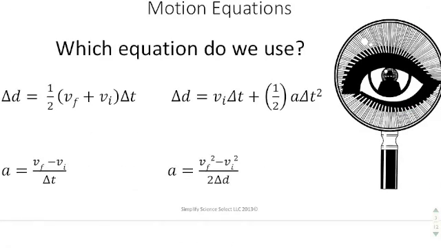So we start off with the idea of the motion equations. The first thing is that we have these motion equations, but which one do we use? So I may have something in which I'm trying to solve for acceleration. Well, I have acceleration here, here, and here. So which equation do I use? Because all of them have acceleration. These two don't even have to be rearranged to solve for acceleration. So the question is, which one do you use?